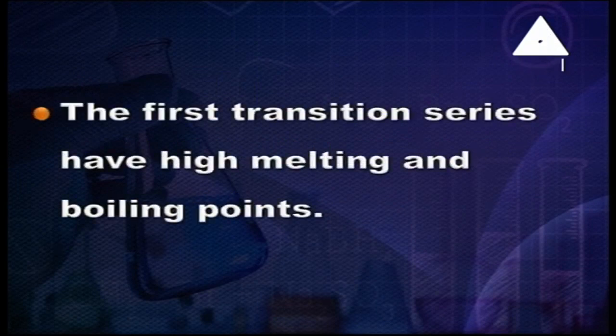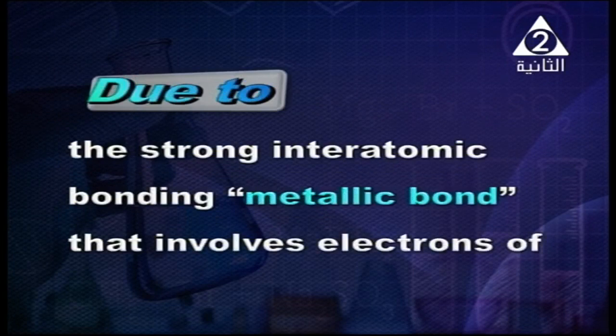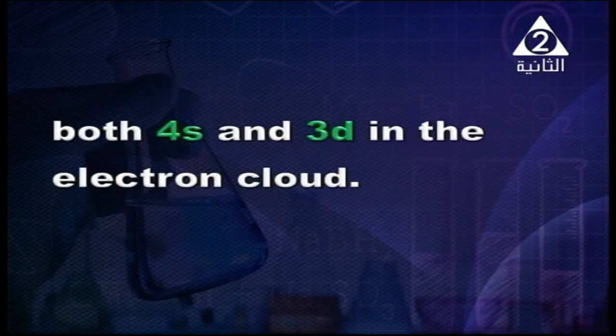Next point. The first transition series have high melting and boiling points. The reason for that is the strong interatomic bonding, the metallic bond, that involves the electrons of the 4s and 3d sublevels in the electron cloud.